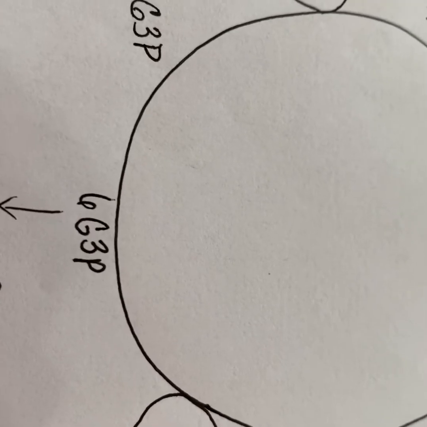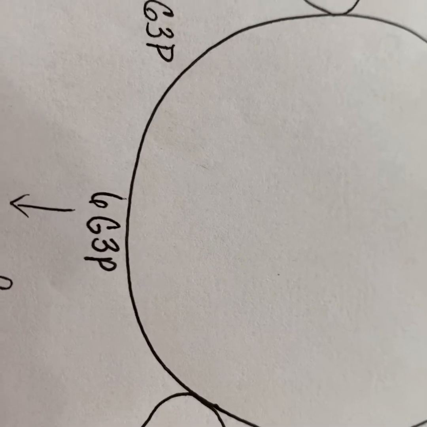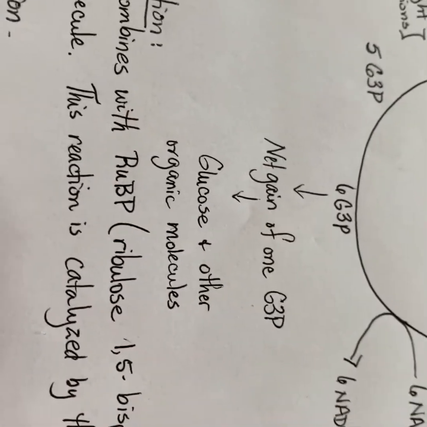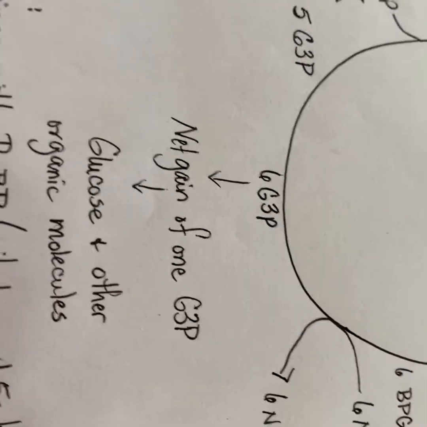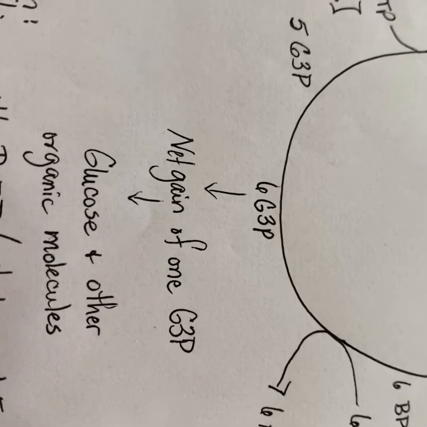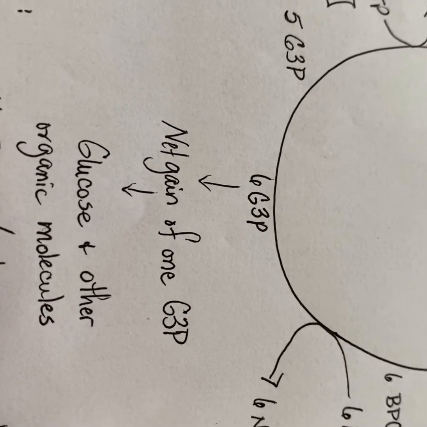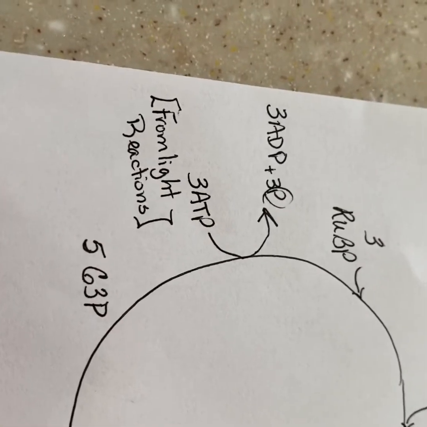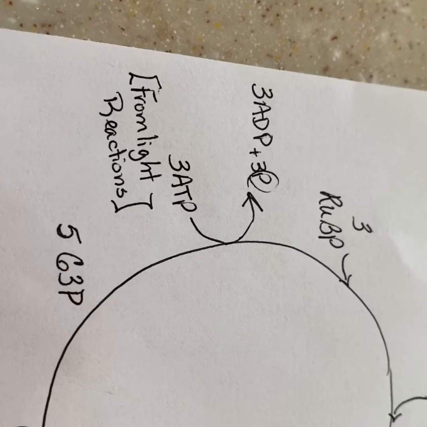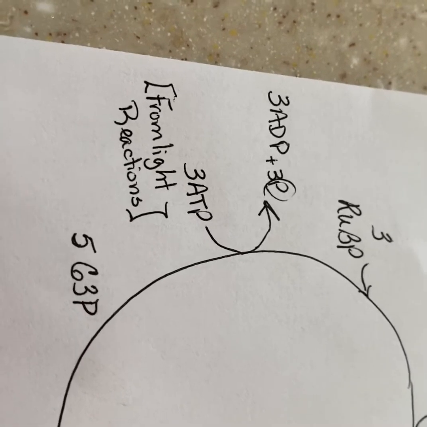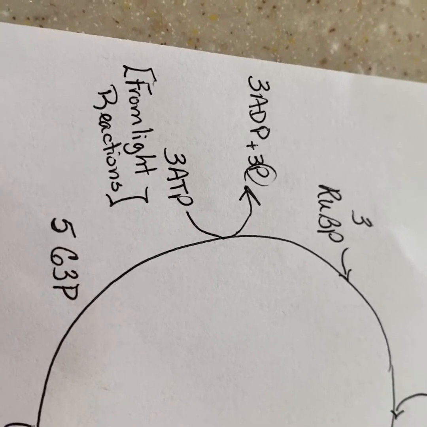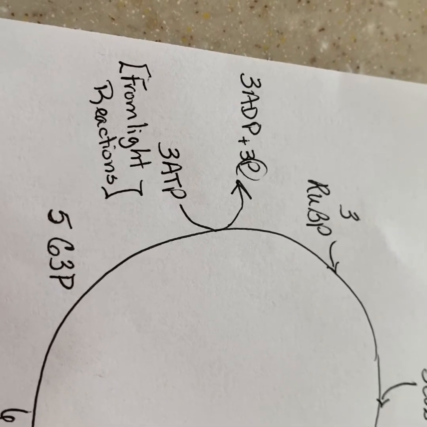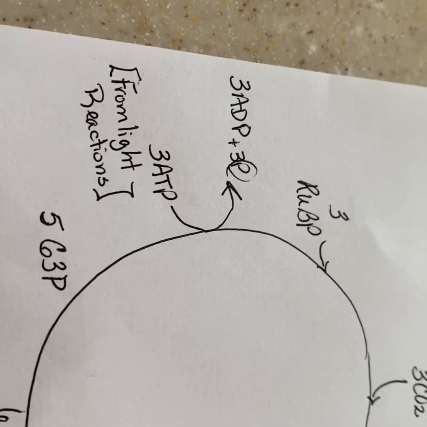That's glyceraldehyde 3-phosphate, and that's spelled out below. What is so disappointing, you only get to use one of those G3P to make glucose and the other organic molecules. 5 of those have to be used along with an additional 3 ATP just to regenerate RuBP. It's a very, very expensive cycle from the standpoint of energy and raw materials.